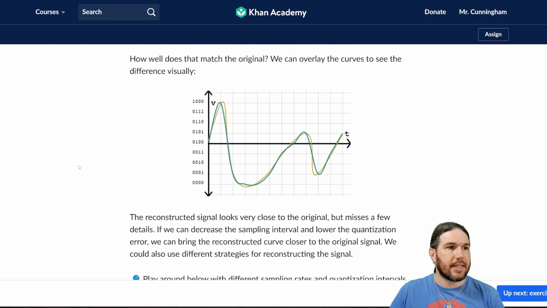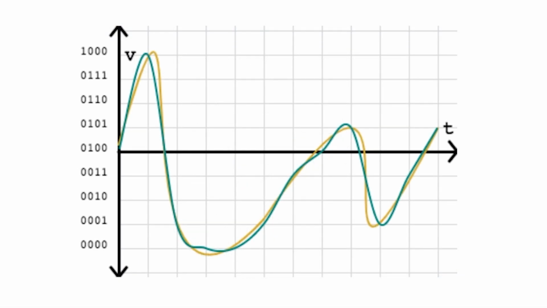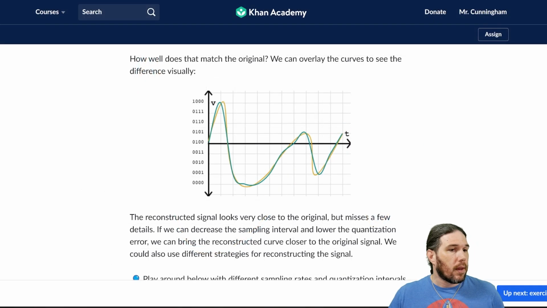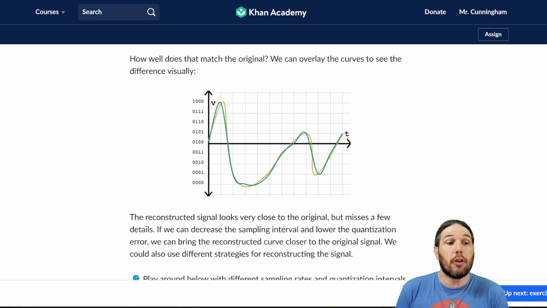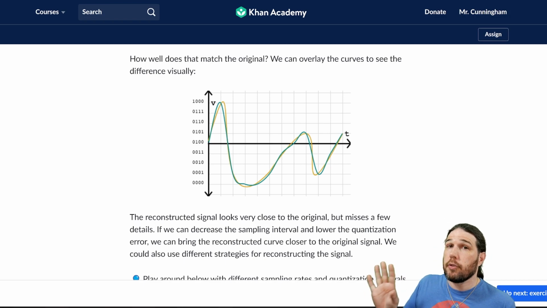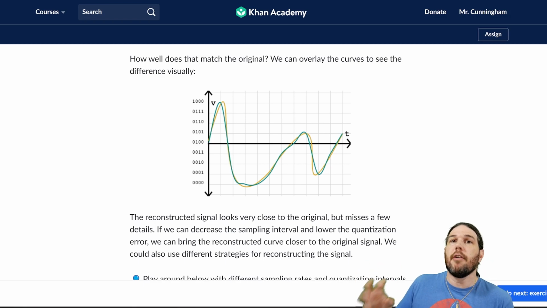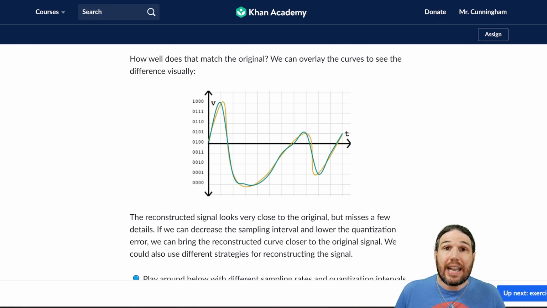How well does that match the original? Well, we can overlay the curves to see the difference visually. You see, they're pretty close. They're definitely not perfect, but they're pretty close. If we can decrease the sampling interval and lower the quantization error, we can bring the reconstructed curve closer to the original signal. We could also use different strategies for reconstructing the signal. And remember, the closer those two curves are to each other, the more accurate the sound will be, the more lifelike it will be, the more it will be like it was when it was recorded.